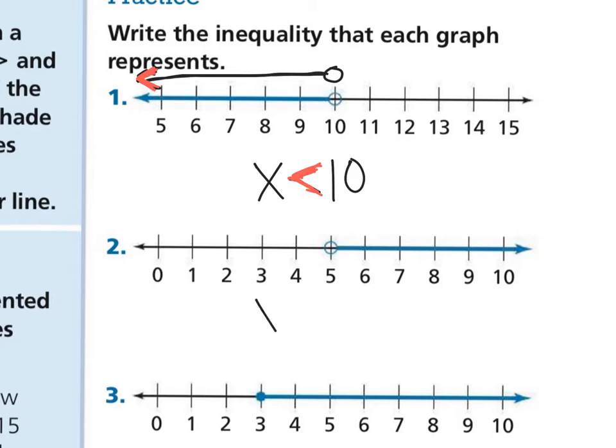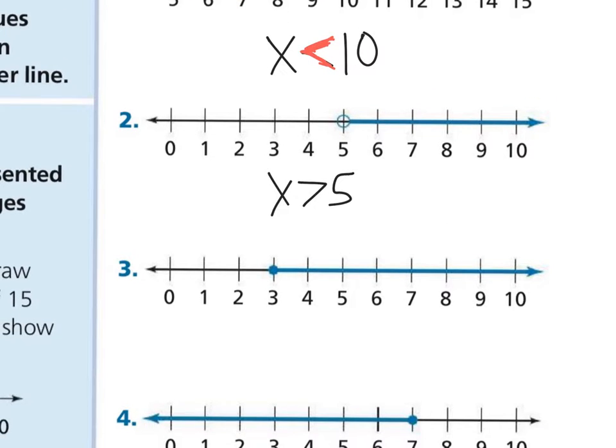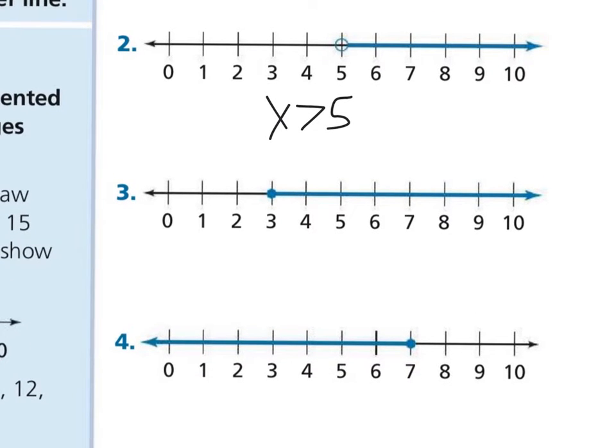So that would be x is greater than 5. Anything greater than 5. Number 3, we've got a closed circle at 3 going to the right. So that would be x is greater than or equal to 3. Or equal to, since we have the closed dot there, means it includes that point. Could be equal to 3.